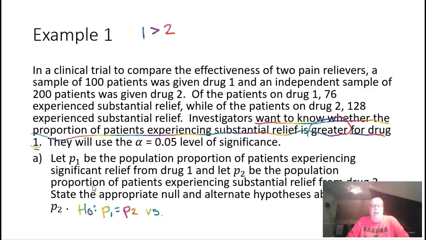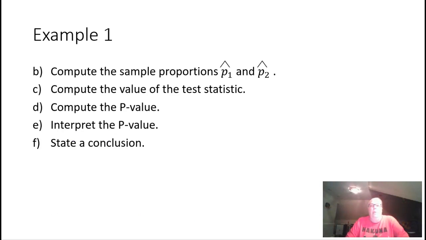And then our alternate hypothesis, we're going to get our clue based on what was up here in our statement of what we were looking for. We want to know if the proportion of people taking drug 1, they're the ones feeling substantial relief, is more than the proportion of people taking drug 2. So this is going to be a right-tailed test, and I know it's right-tailed because of the greater than sign here. All right, part B, we want to compute those sample proportions, P1 hat and P2 hat.